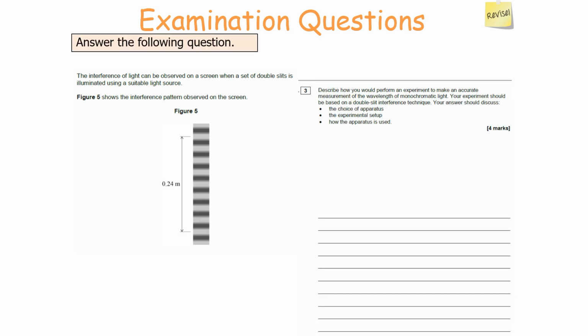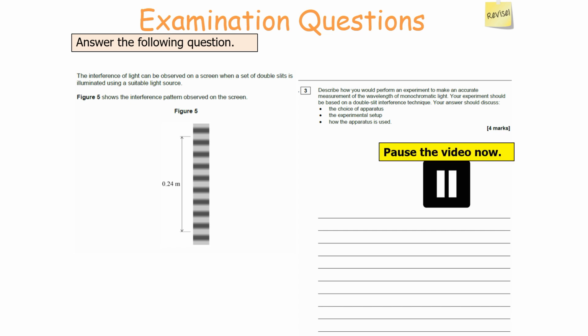Next question. Describe how you perform an experiment to make an accurate measurement of the wavelengths of monochromatic light. Your experiment should be based on the double slit interference technique and should discuss the choice of apparatus, the experimental setup, and how the apparatus is used. So pause the video now, then unpause the video when you want to go through your answer.